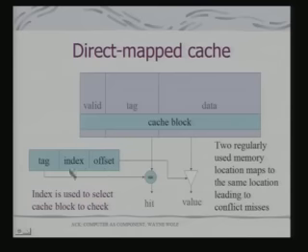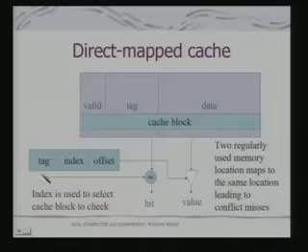Index, so I told you that the address is divided into 3 portions. This is your index. Index is used to select which cache block to check. In fact, there may be multiple such cache blocks. The tag part of the address is compared with the tag part of the cache memory which is already stored. So, if these 2 tags do match, that means there is a cache hit. If there is a cache hit, then you get the value. So, this is what happens in a direct mapped cache.